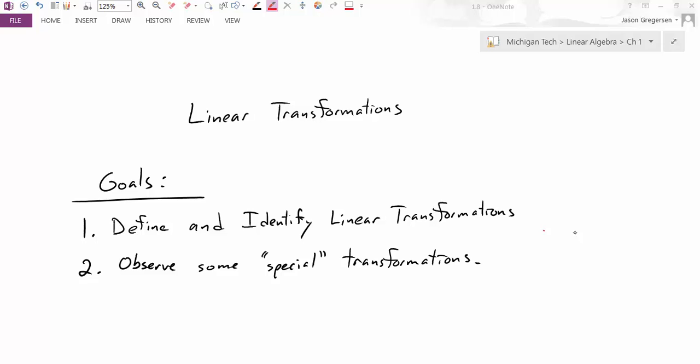Hello everyone, my name is Jason Gregerson and this video is going to be Introduction to Linear Transformations. Now our goal in this video is specifically to define and then identify linear transformations as opposed to just transformations. After that we're going to observe some special transformations. So let's get started.